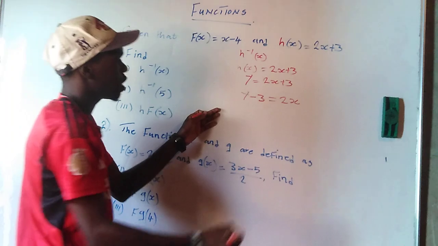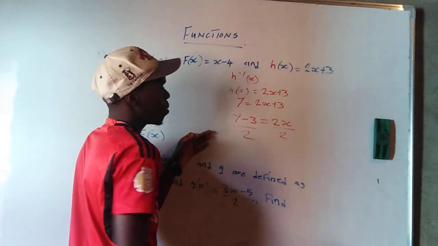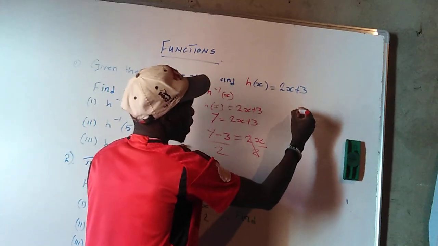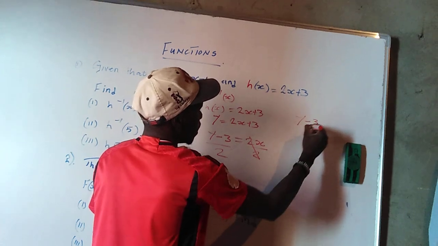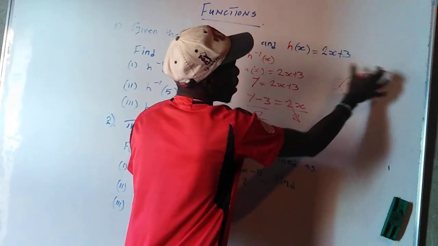So I'll make my x the subject of the formula. Divide by 2, divide by 2. This and this, they will go. Then I'm going to remain with y minus 3 over 2 is equal to x. Okay, so I'll have something like that.